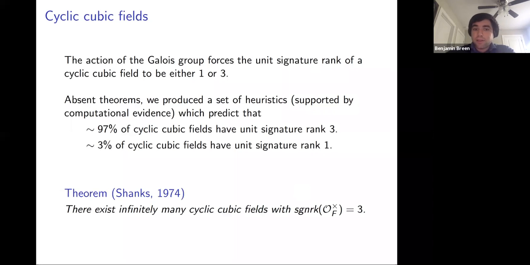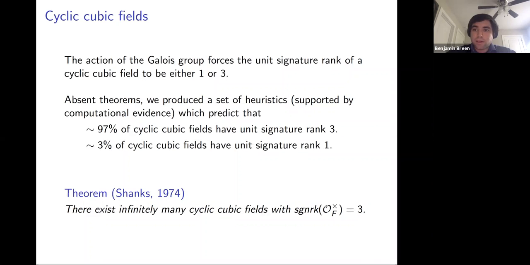And looking through the literature, we found that in 1974, Daniel Shanks established that there are infinitely many cyclic cubic fields with signature rank 3. So he found a one parameter family called the simplest cubic fields, and he showed that these fields all had unit signature rank 3. And this agrees with what we would expect here. We predict that 97% of fields have unit signature rank 3, so it makes sense that what had been found in the literature so far was an example of that.